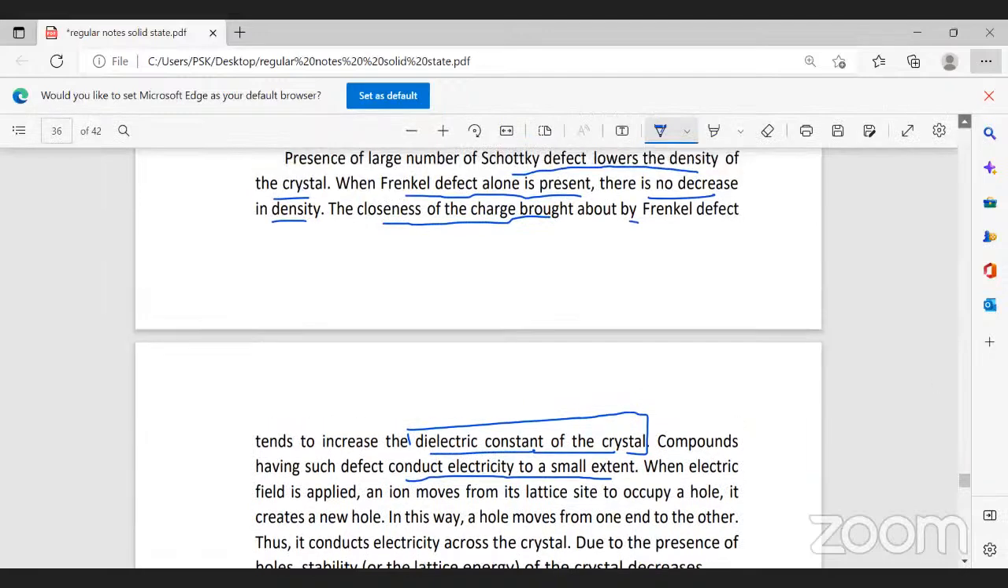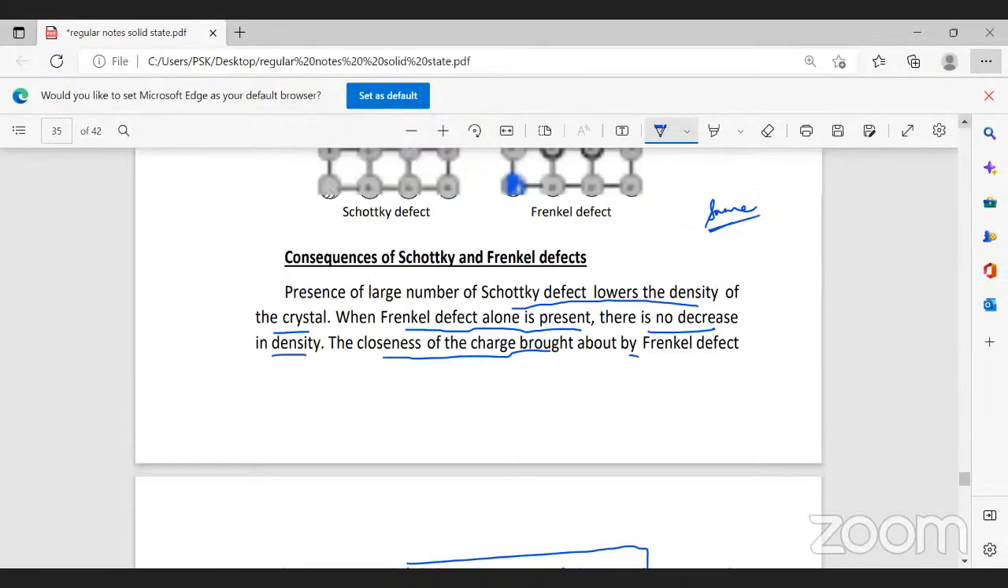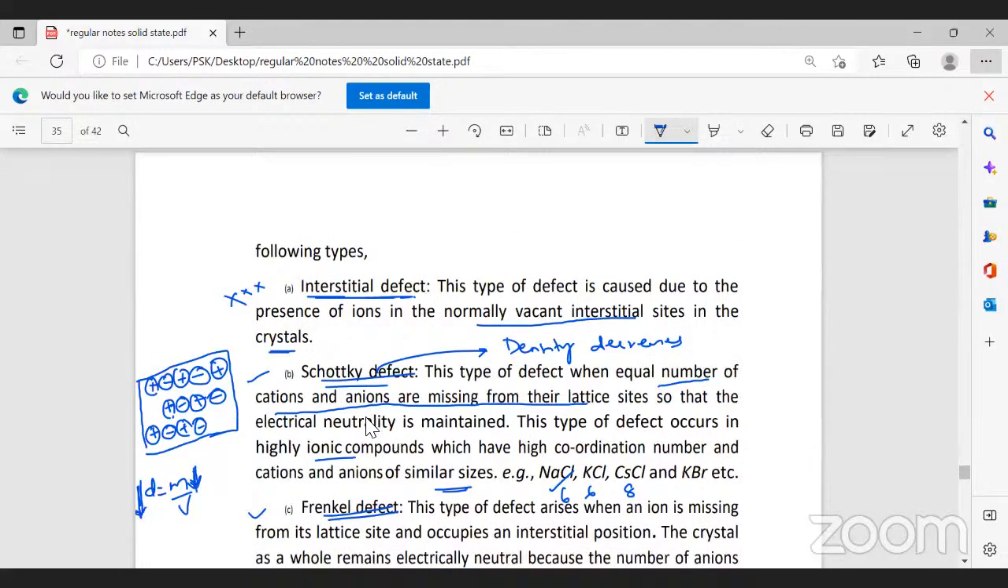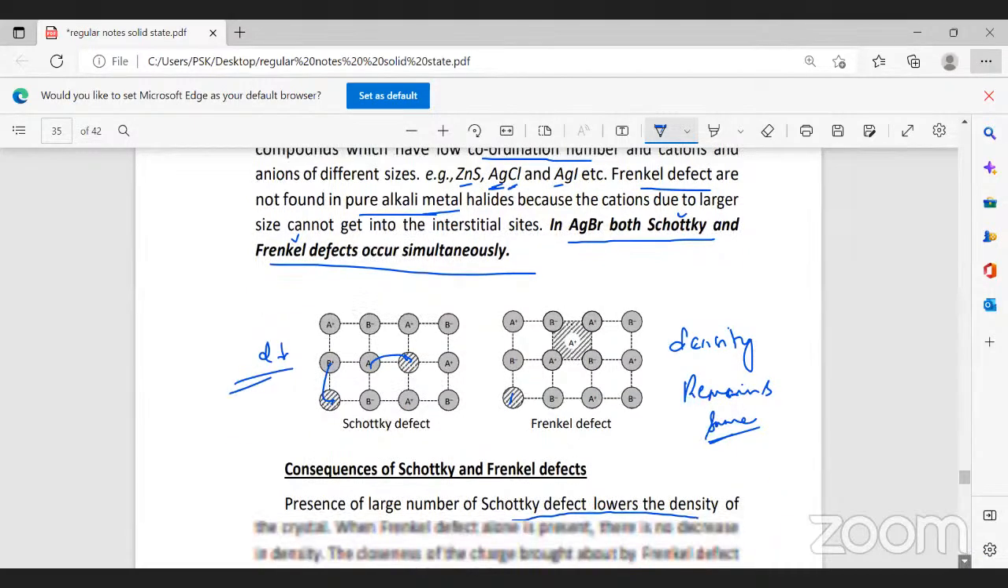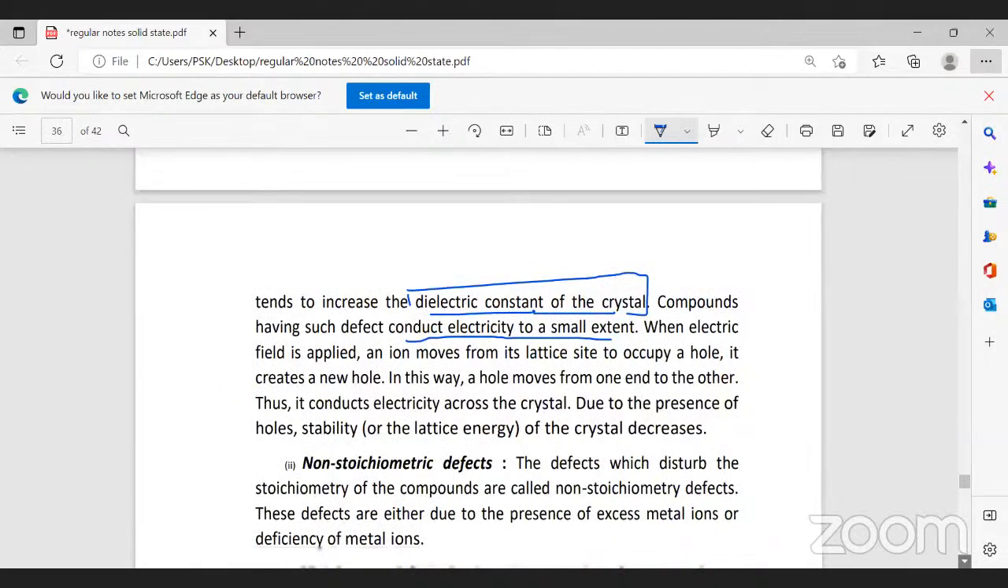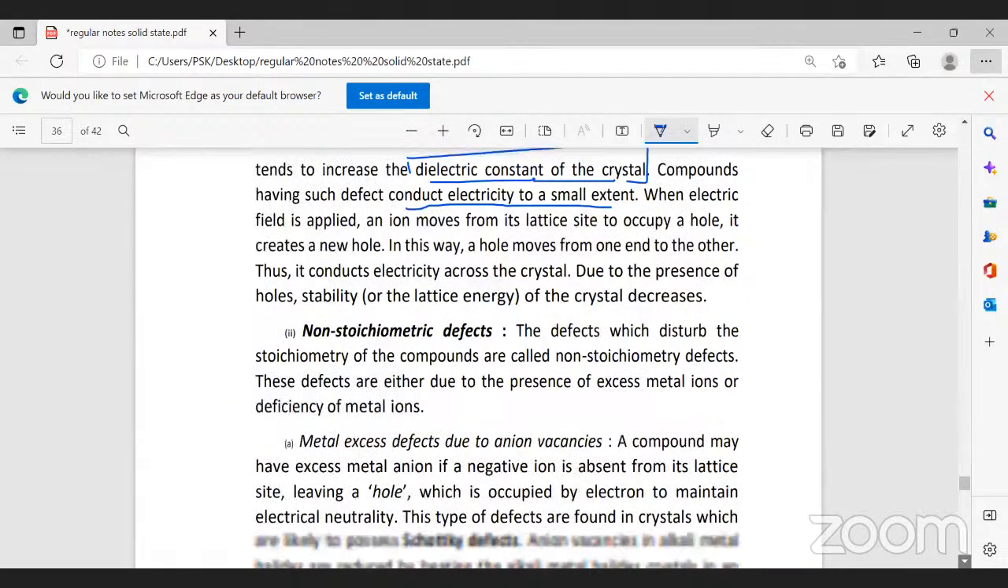Now, see here, in case of Schottky defect or Frenkel defect, when an electric field is applied, the ions will start moving. If this A plus moves here, what happens? Here the hole will be created. If this B minus comes here, here the hole will be created. So due to this, what happens? There will be a smaller extent of electrical conduction, due to both Frenkel and Schottky defects.